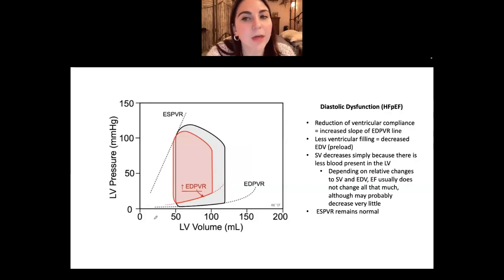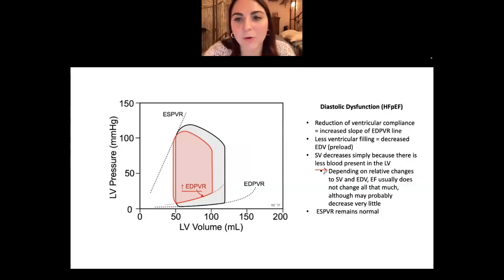So decreased compliance would lead to an increase in your ED-PVR. Okay. So then I'm going to have less ventricular filling, so my preload's going to go down. Your stroke volume simply decreases because there's less blood in the left ventricle. But since preload also decreases, they're both decreasing a little bit, not so much. That's why your ejection fraction is preserved. Because remember, ejection fraction takes into consideration stroke volume and end diastolic volume.